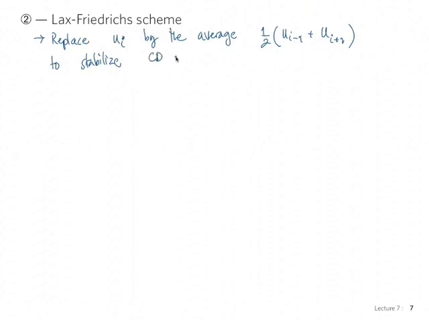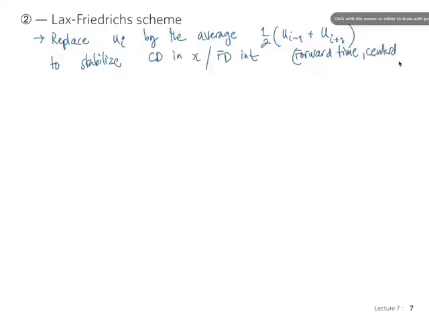We've been using this center difference in space and forward difference in time, but it is also called the forward time centered scheme, abbreviated FTCS. So in some books you will find it abbreviated by FTCS, and that's what it means. Our unstable one can be stabilized by introducing this little trick of replacing U_i by the average.